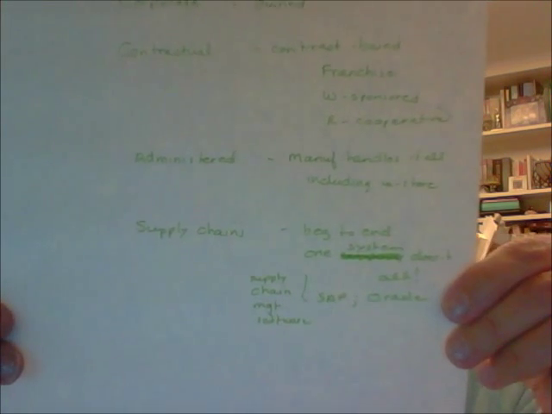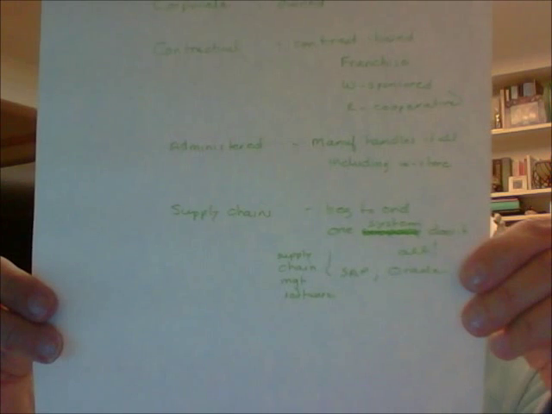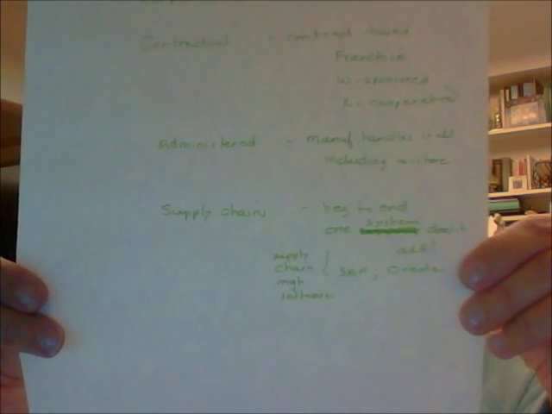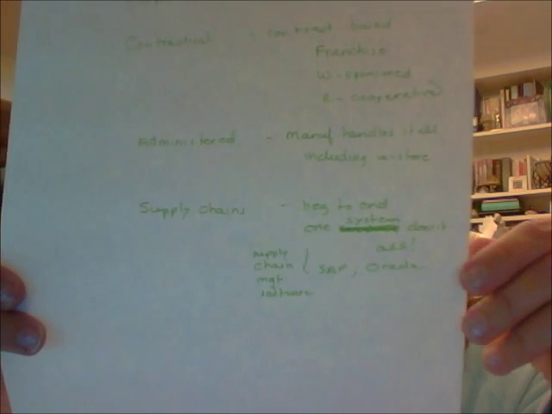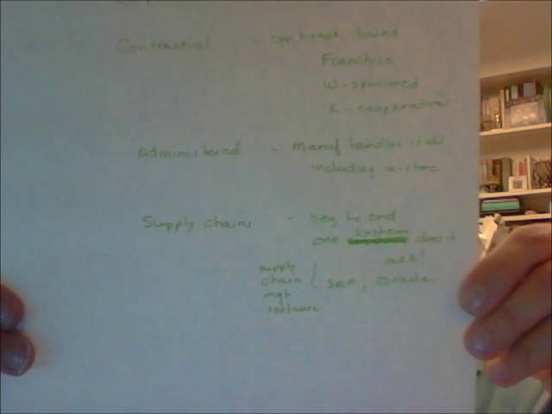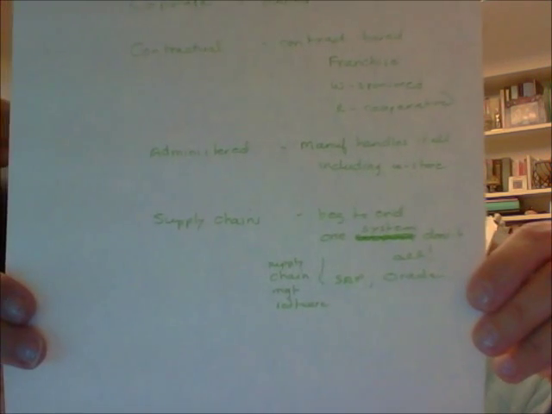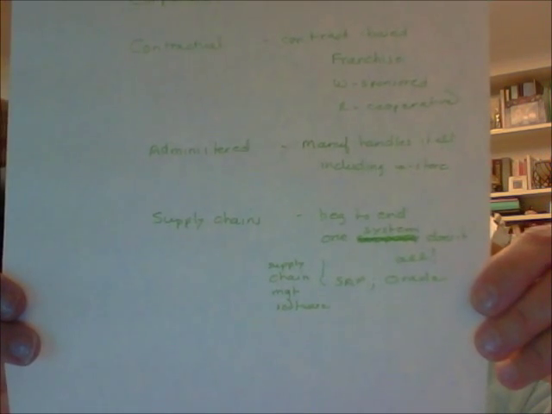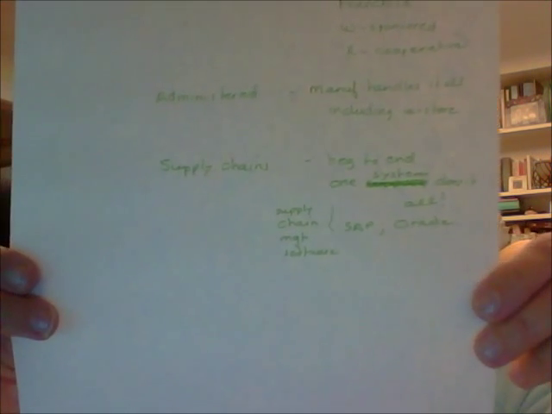And the example they give in the book is Kraft. Campbell Soup does the same thing. Frito-Lay. Frito-Lay might actually be a rack jobber, and so the question for the content quiz is, can you go on the internet and figure out whether Frito-Lay and Tostitos are administered or whether they are rack jobbers? And that'll be on the quiz.